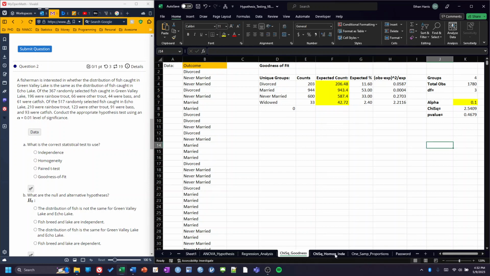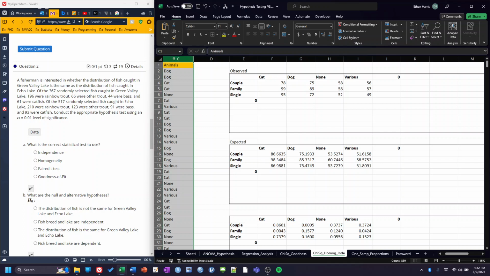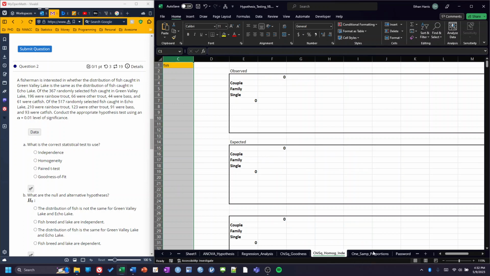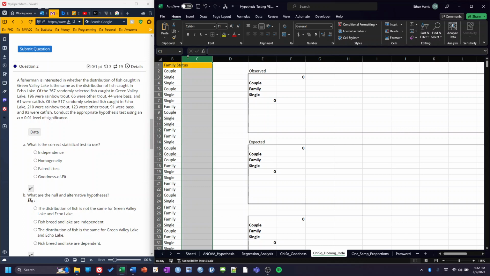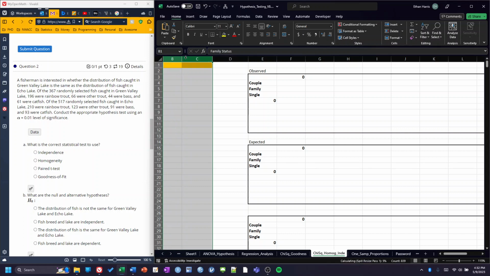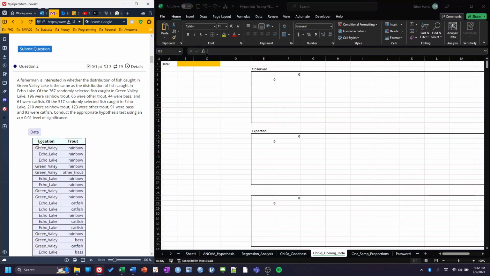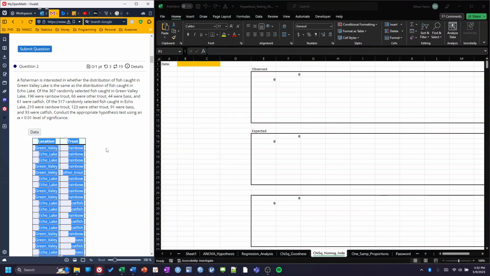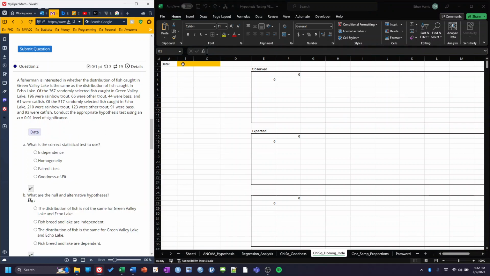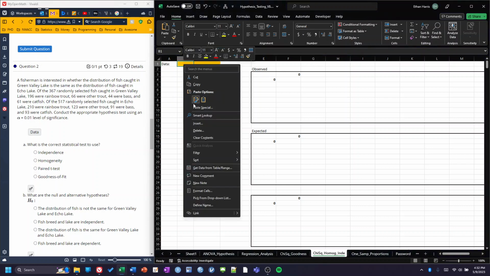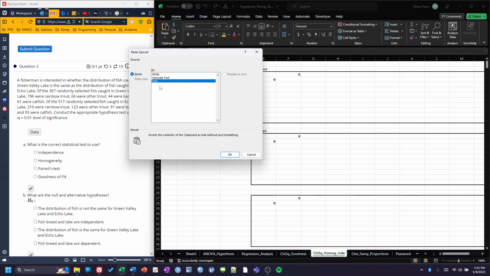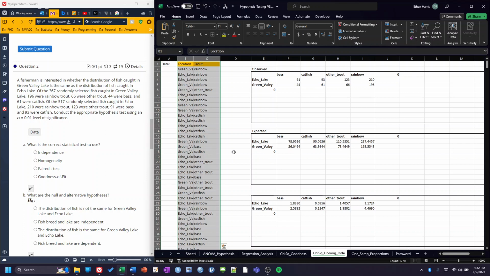Okay, back to our test of homogeneity. Let me go ahead and clear out these answers. I'm just going to highlight them, delete them, and zoom out a little bit so we can see what's going on. First things first, let's grab our data. We have our location and our trout. I want to copy that, and I'm going to paste it in our orange cells. Paste special text. Okay, and look, it has Echo Lake and Green Lake, and it has bass, catfish, other trout, and rainbow trout. So this is what we observed.